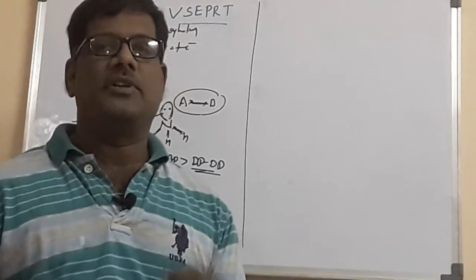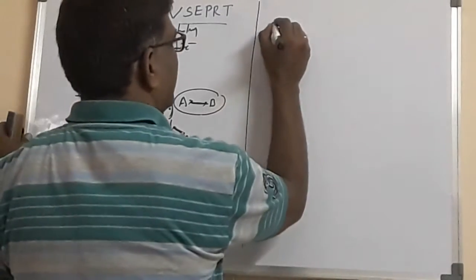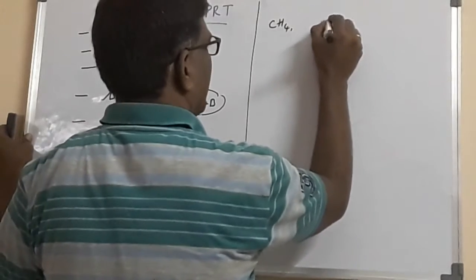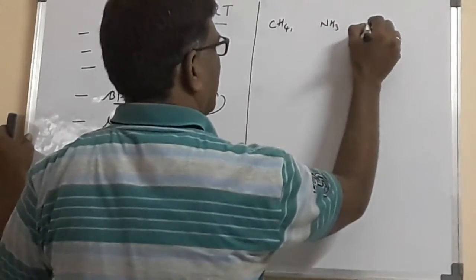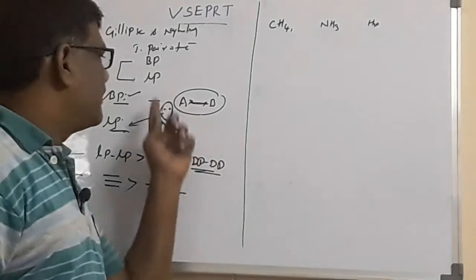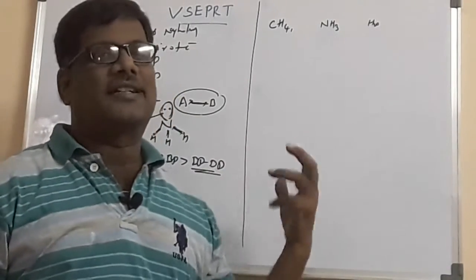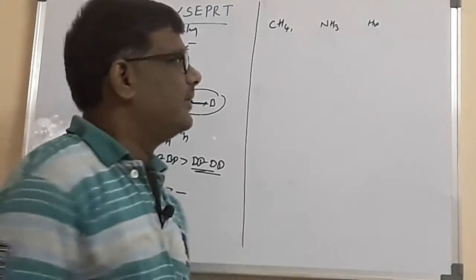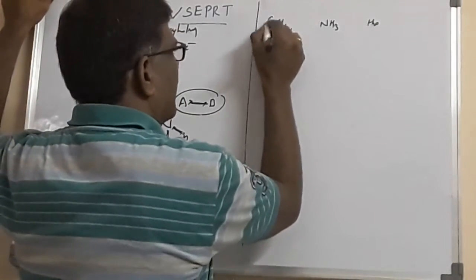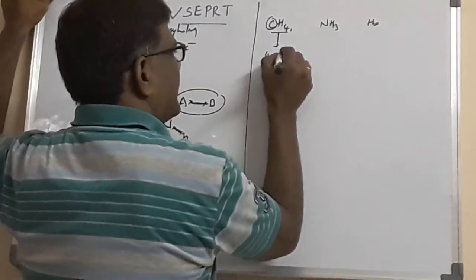By taking one example, I will give you the full clarity of the VSEPR theory. For example, I am taking three molecules: CH4 methane, NH3 ammonia, and H2O water. Now, how the bond pairs and lone pairs play an important role in the prediction of the shape of the molecule, if you observe. I am taking CH4, methane, where carbon is the central atom which contains the four bond pairs.